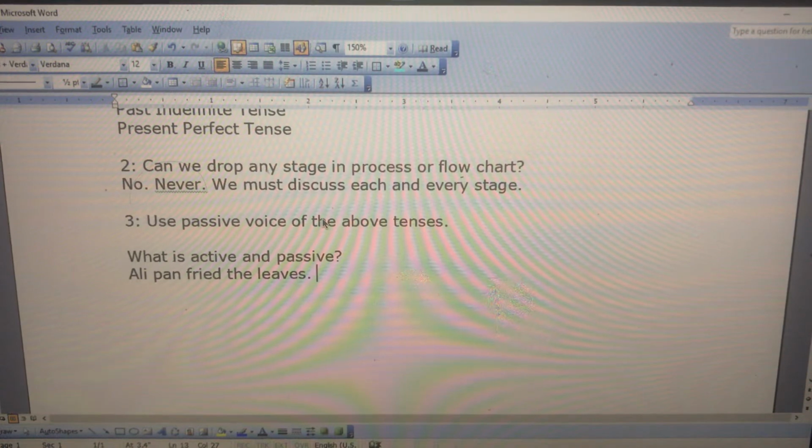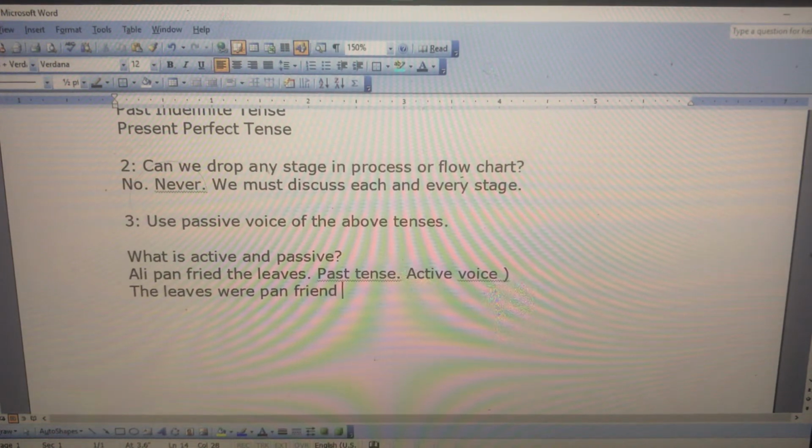Ali pan fried the leaves. It is past tense, active voice, right? Now, what is passive voice? Passive voice means that the leaves were pan-fried by Ali. This is called past tense passive voice. Now, you see, the second sentence is passive voice, right?